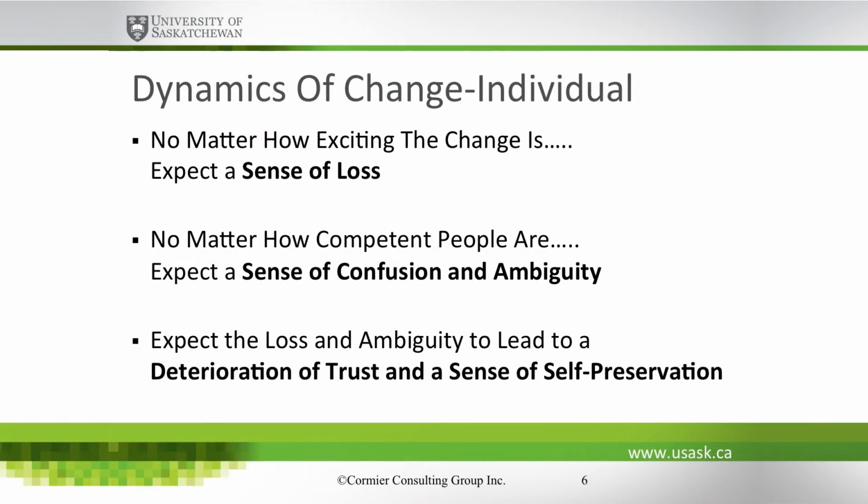Expect the loss and ambiguity to lead to a deterioration of trust and a sense of self-preservation. So you talked about this. Suddenly people want their accomplishments to be seen by other people. Suddenly it becomes, oh, this is mine. I need to make sure that I protect this little bit of territory that I have. Loss of trust, you talked about that, because we don't know what's going to happen. So those are the personal dynamics.